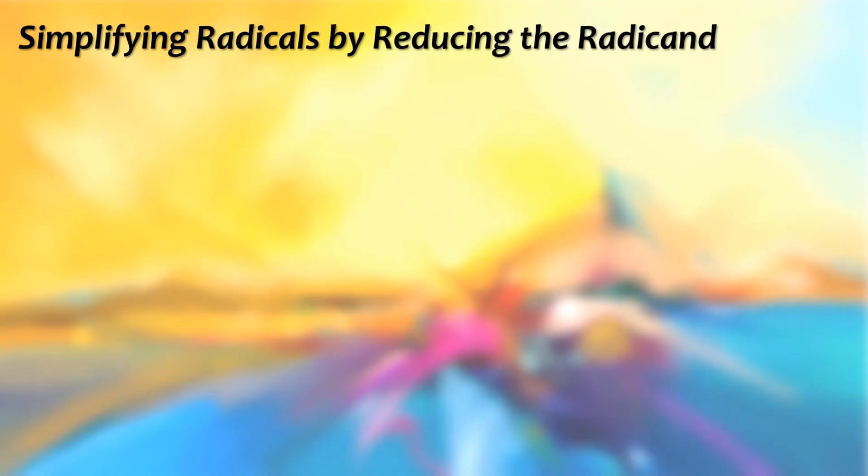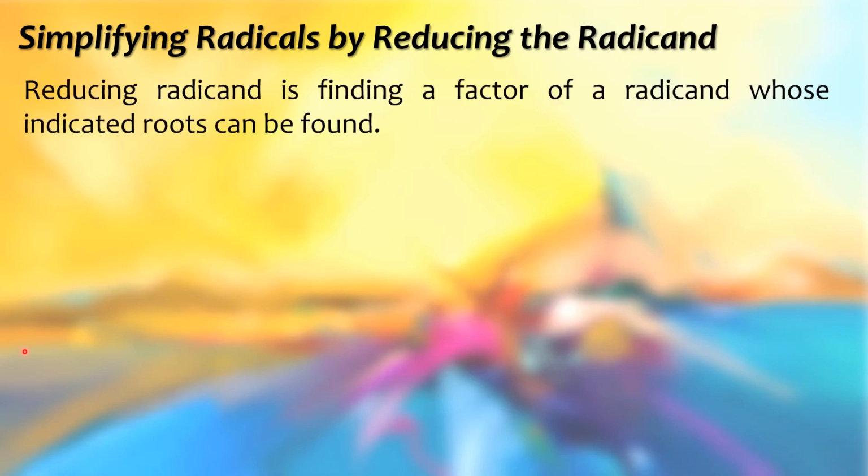Okay, simulan natin sa simplifying radicals by reducing the radicand. So, ibig sabihin, ilo-lowest term natin yung radicand. So, reducing radicand is finding a factor of a radicand whose indicated roots can be found. So, let's have the examples. Simplify square root of 50. So, hindi pa yan nakasimplify ang ating given radical dahil pwede pa nating i-reduce ang radicand which is 50.